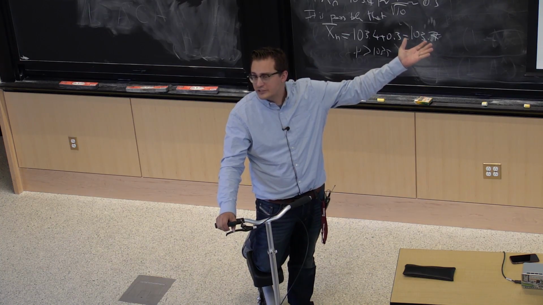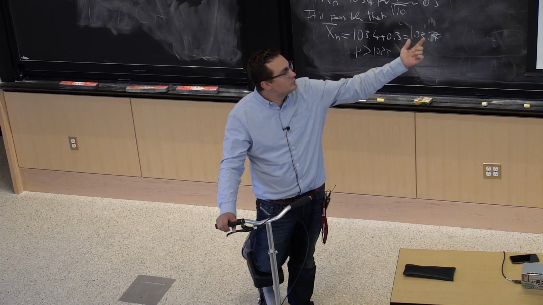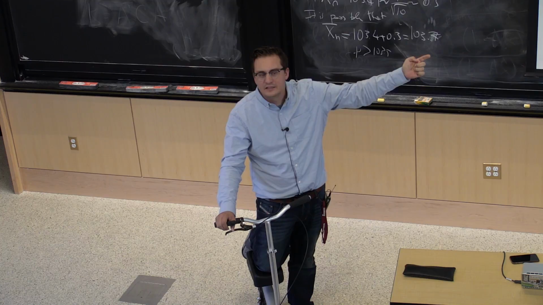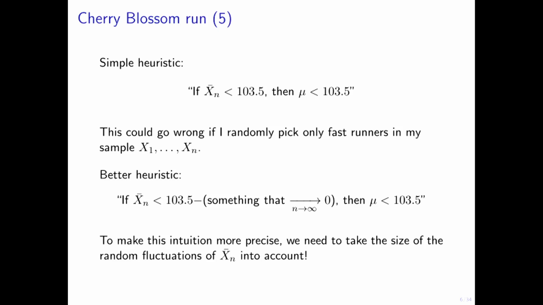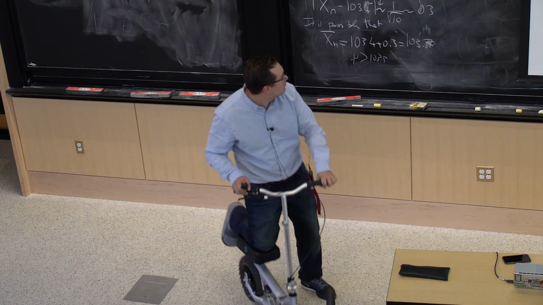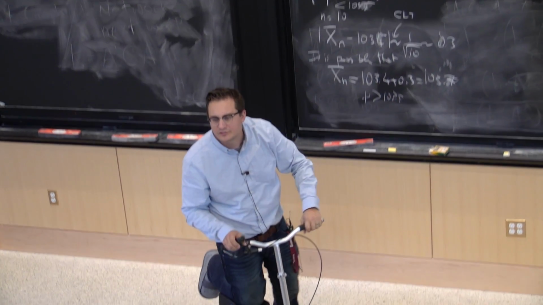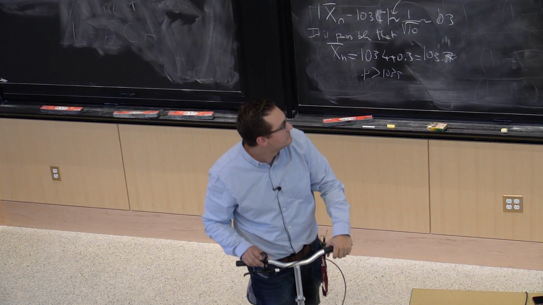But the central limit theorem actually tells me that this should be something that goes to 0 as n goes to infinity at the rate 1 over root n. Right? That's basically what the central limit theorem tells me. So to make this intuition more precise, we need to understand those fluctuations. We need to actually put in something more precise than these little wiggles here. Okay? We need to actually have the central limit theorem come in.